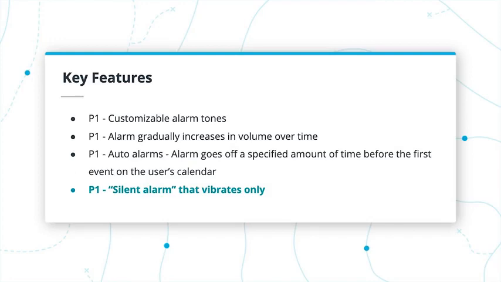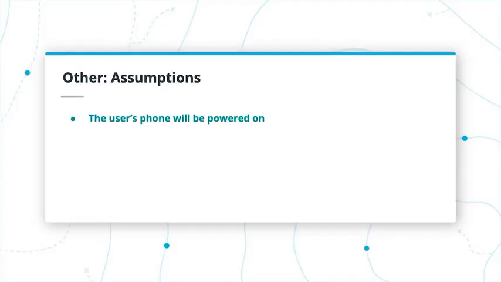These are all still very high-level requirements, and as I start working with a team, each of these features should be expanded to capture more detail about what it should do. But this is a really good place to start the conversation. Let's talk a little bit about some of the assumptions that I made. For this product, I'm assuming that the user's phone will be powered on, meaning that if the phone is powered off or the battery's dead, that the alarm won't go off. And that's okay and completely fine.